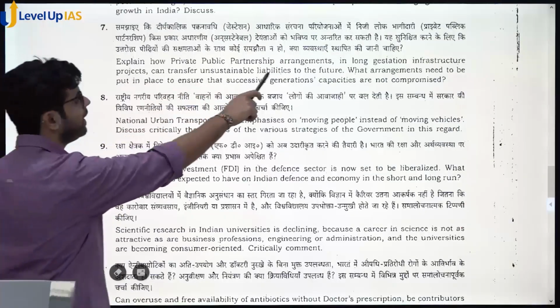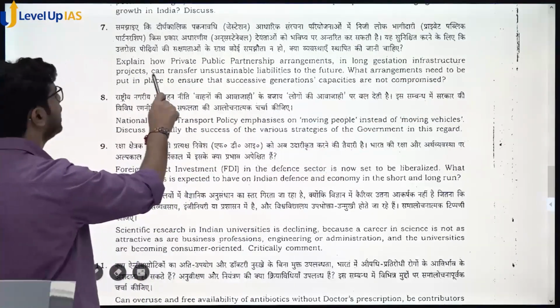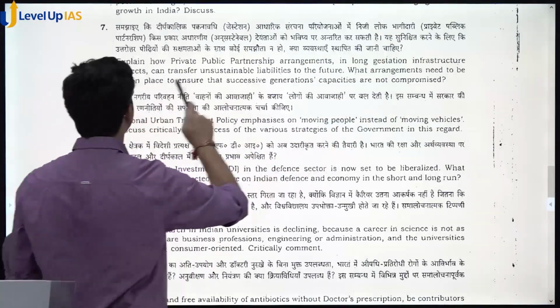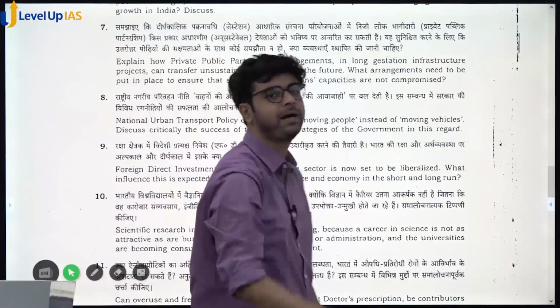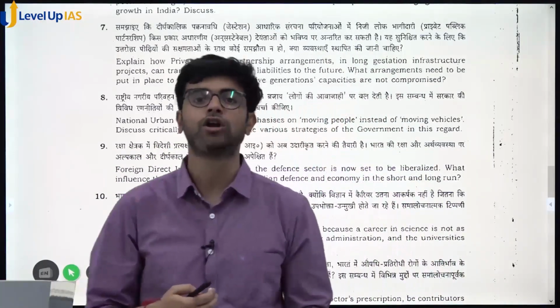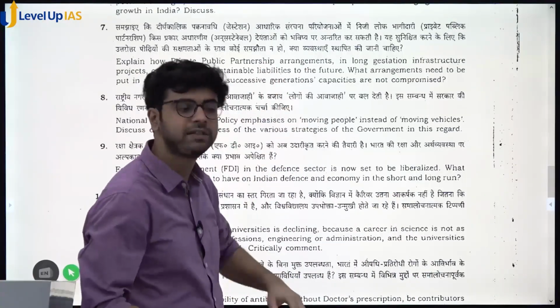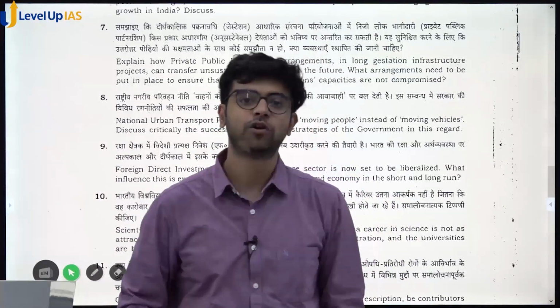Explain how PPP arrangements in long gestation infrastructure, which means long duration, can transfer unsustainable liabilities to the future. What arrangements need to be put in place to ensure that successive generations' capacities are not compromised? This is exactly what we are talking about when governments incur a lot of debt. So in this case, they are talking about PPP. But in our example, we said that government borrowed a lot, but then future generations' capacities are compromised.